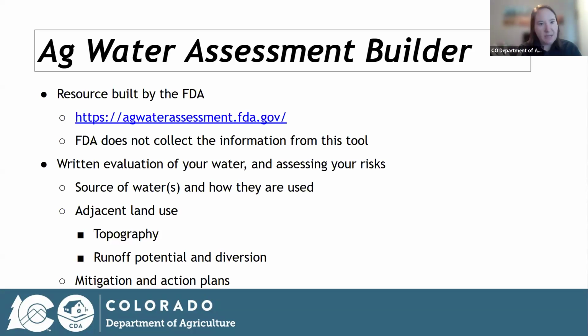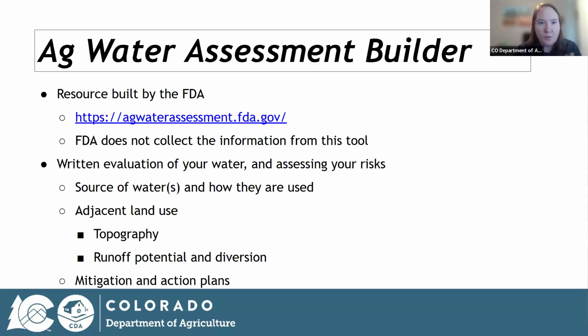So we had talked about the pre-harvest ag water assessment, that this was a requirement. What tools are out there that you can use to do that? So the FDA actually created an ag water assessment builder. I will again be sending this link in the follow-up email. The FDA created it for farmers to be able to use, so you'd be able to walk through all the different factors, to be able to see what kind of hazards you have, to manage your risk, all of that. They do not collect any of the information that you put in there.